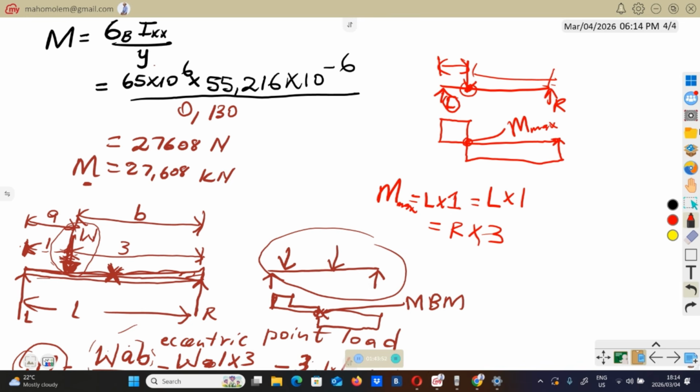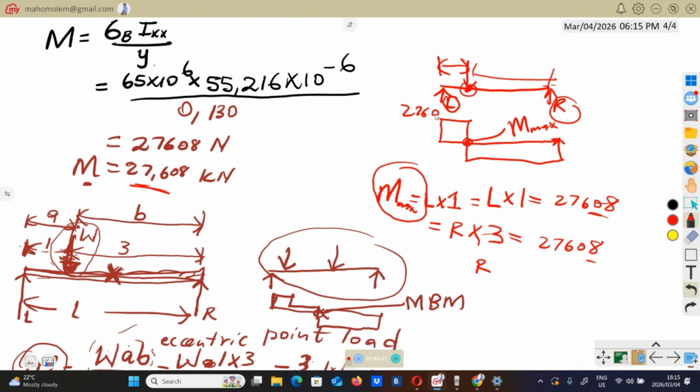Right, remember this is just an alternative solution. So after this, you can equate this one or this one. Both of them will give you the maximum bending moment, which is this. You can equate this to 27608. From this, you take this divided by 3, and you will get the reaction on this side. So this one will be equal to the reaction on this left hand side, 27608.